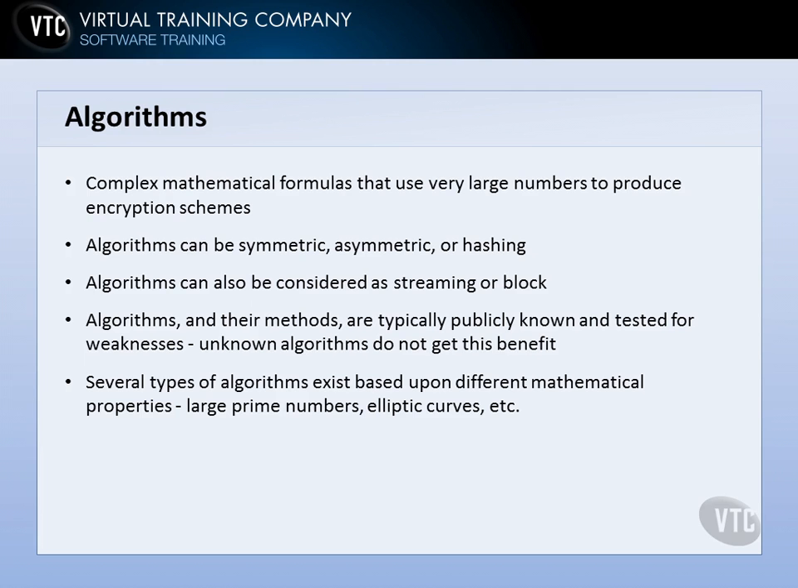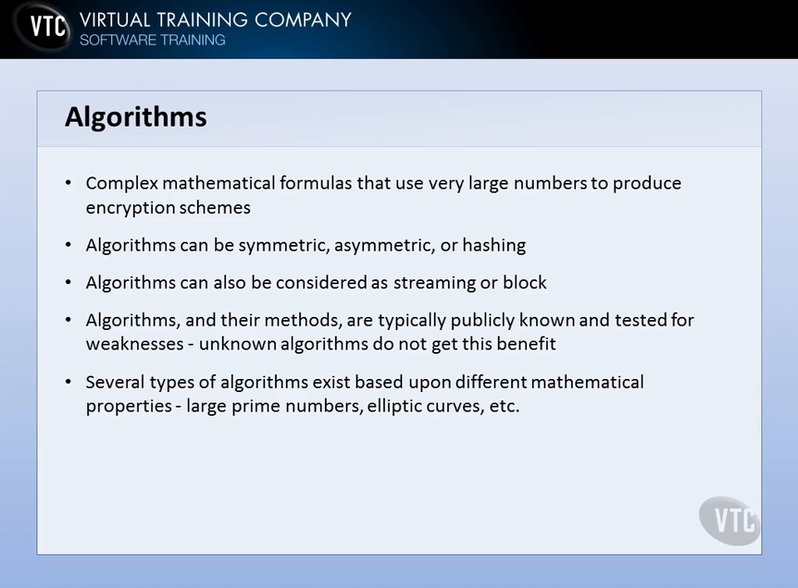Algorithms in general and their methods are typically publicly known and tested. And we do this to test for weaknesses, because the algorithm itself should be well known and it should be put through these tests to determine if it's a good algorithm or not. A man called Kirchhoff, a long time ago, said that in encryption, the algorithm should be the known part. The key, on the other hand, should be the confidential part. Anyone can use any algorithm to encrypt and decrypt with. It's the key that's secret.